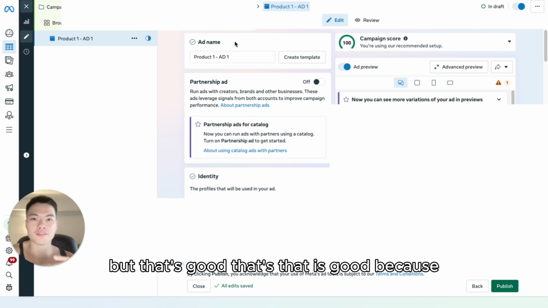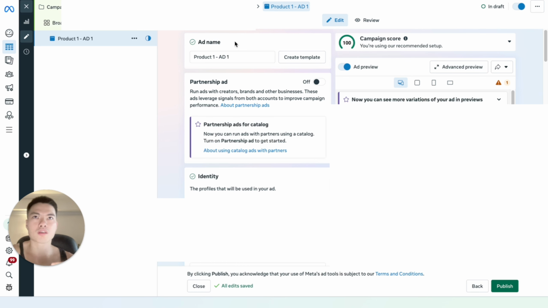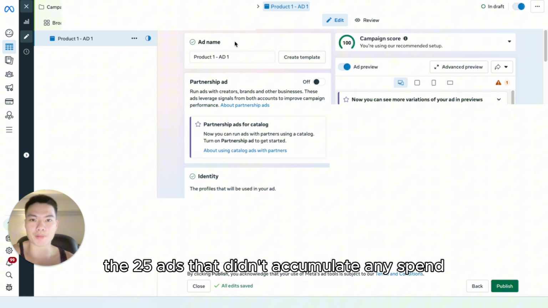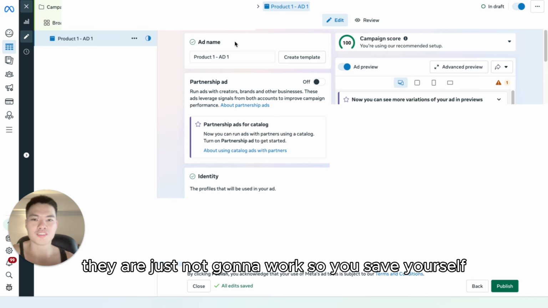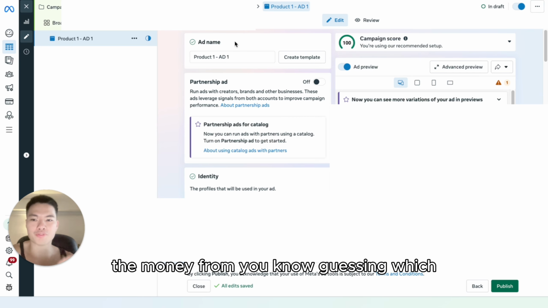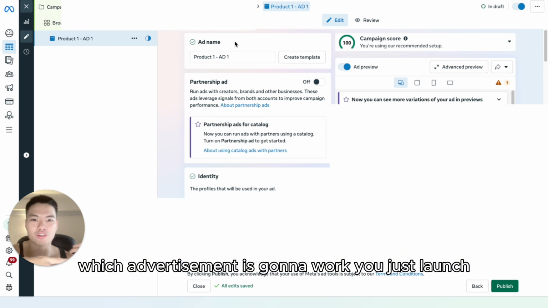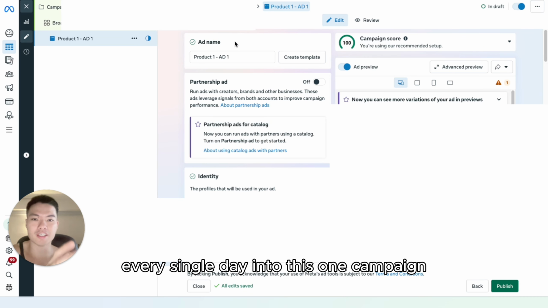But that is good, because that probably means that the 25 ads that didn't accumulate any spend are just not going to work. So you save yourself the money from guessing which product is going to work, which advertisement is going to work. You just launch 5 to 10 new advertisements every single day into this one campaign.